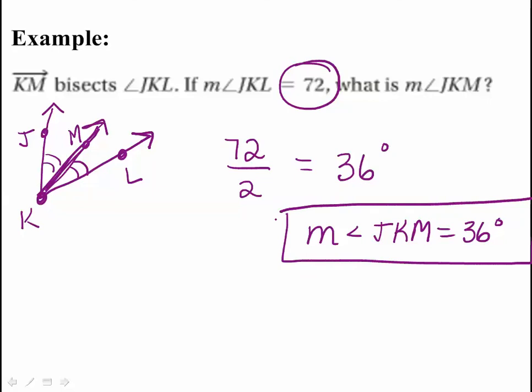And this is the end of today's lesson on angle pairs.